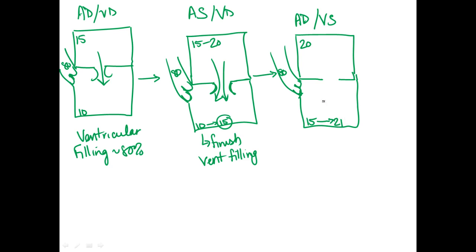Well, the second we reach 21, blood's going to want to start moving back into the atria. And do we want that? Nope, we do not. So as soon as we hit 21, our AV valve closes. But here's the thing. Notice, we've hit 21, so we've closed our AV valve, AV meaning atrioventricular valve. But we have not yet got a pressure high enough to open our semilunar valve.